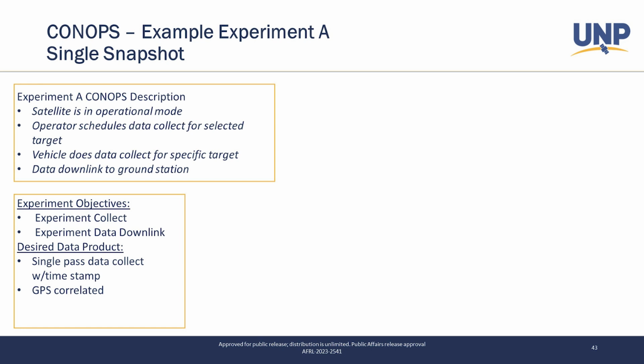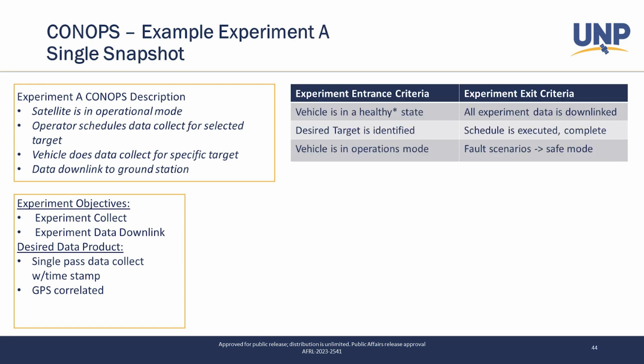The desired data product: we're doing a single pass data collect with timestamp, GPS correlated. Maybe that's necessary, maybe it's not, depending on what your requirements or objectives are. The missing thing here should be for 7 days, right? So you want a single pass each day for 7 days. We start to break this down even more: okay, here's my explicit entrance criteria. Here's my explicit exit criteria. What are the ways I get into the experiment?